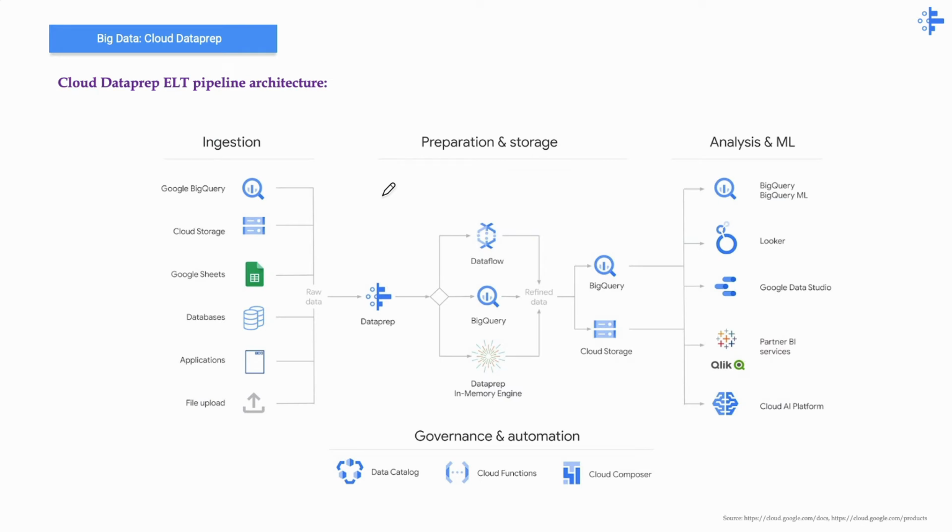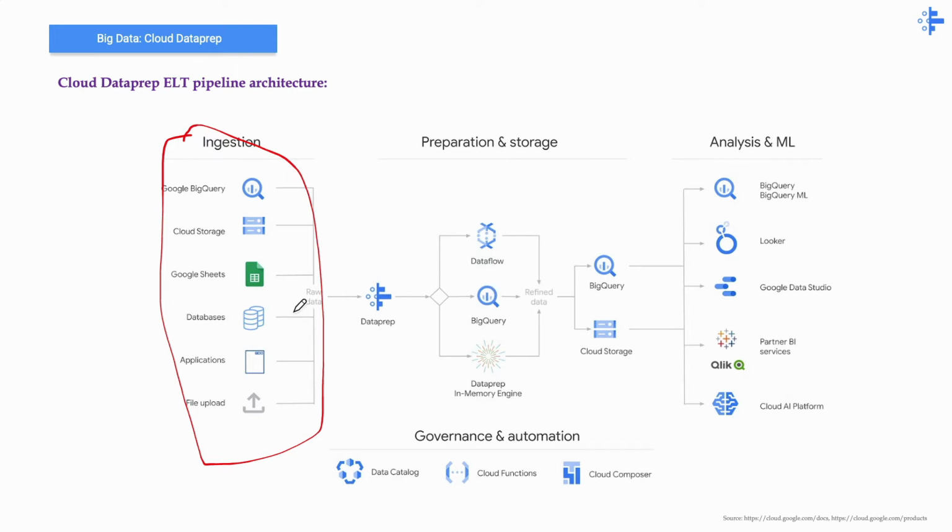Let's look at how all of this actually helps you in terms of the ELT pipeline architecture. So you ingest data from a lot of sources. The raw data could be anything: BigQuery, cloud storage, sheets, databases, applications, file upload. You need to prepare that data before you can ingest that to any target.